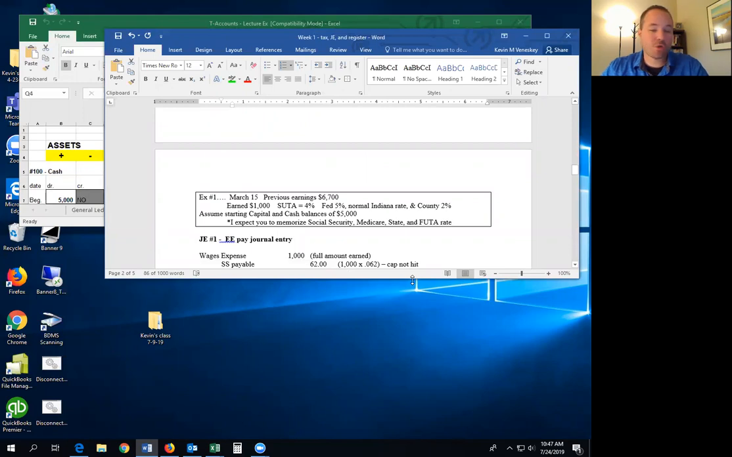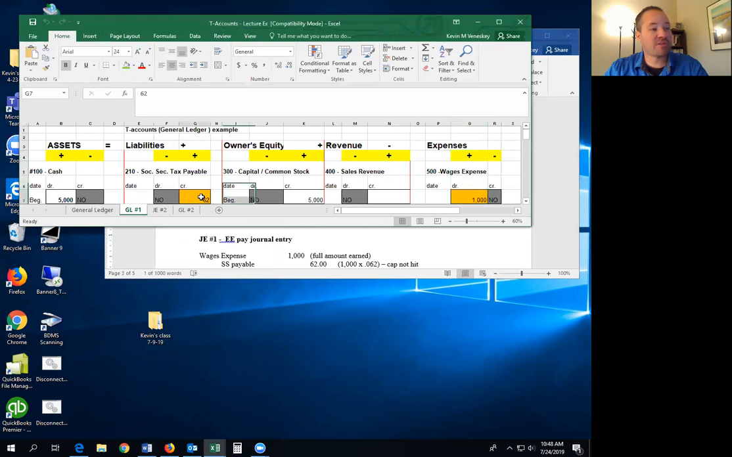This employee was nowhere near the cap, up over that $132,900 mark. They only made $6,700 so far. So they're taxed on everything at the full 6.2%. So we just simply take 1,000 times 6.2%. And then that is how much is taken out of the employee paycheck. And that's how much the employer will then owe coming up to the government.